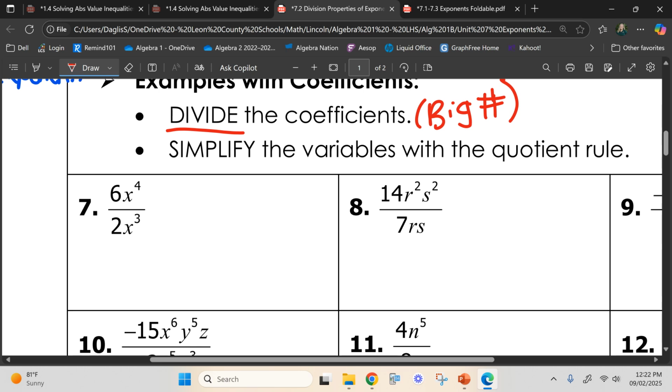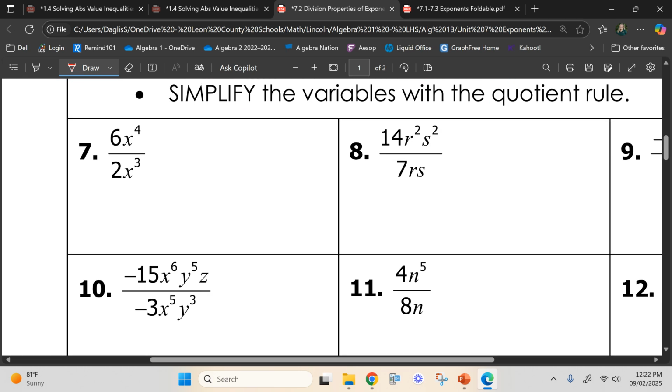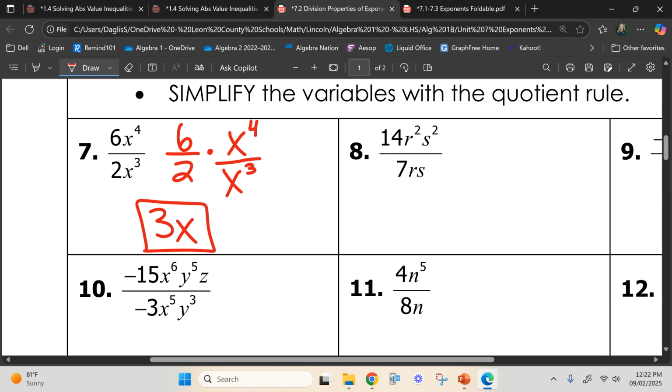All right, so number 7 has 6x to the 4th over 2x cubed. Just like before, if you need to separate them, separate the coefficients, separate the variables. That is the same thing. I did not change the problem. I just organized it a little bit differently. What is 6 divided by 2? 3. x to the 4th over x cubed gives me x to the 1, so I'm just going to put x.